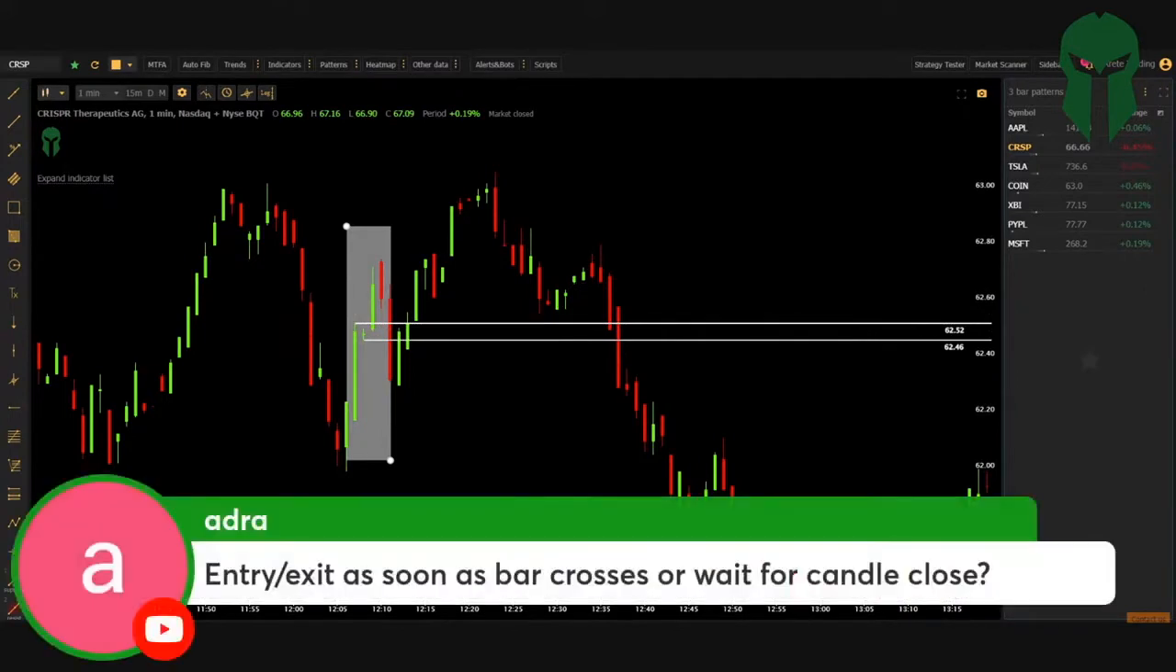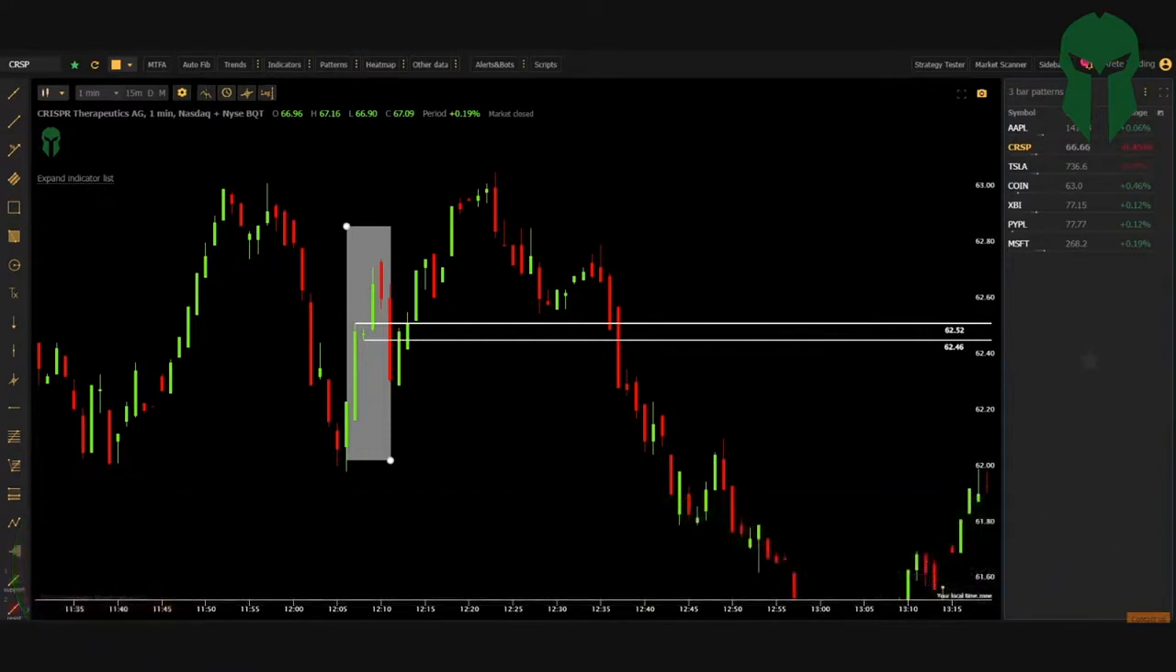I have a question, and I want to take questions while we're doing this. Entry and exit as soon as the bar crosses. No, do not wait for the candle to close. Execute immediately, right? This is a completely different kind of trade. So you want to just get in. If you're trying to do this particular pattern, I would recommend you start getting comfortable with buy stops so that you're in as cheap as humanly possible.